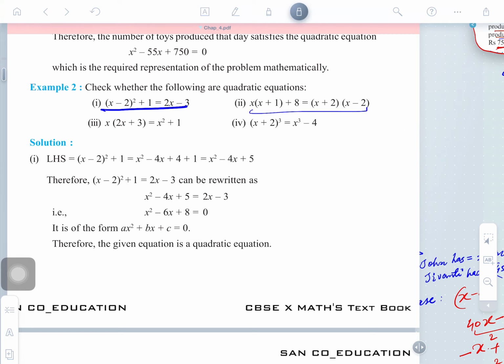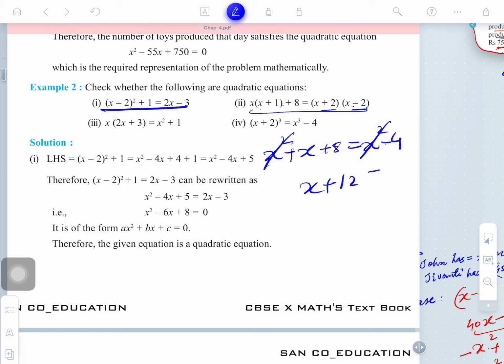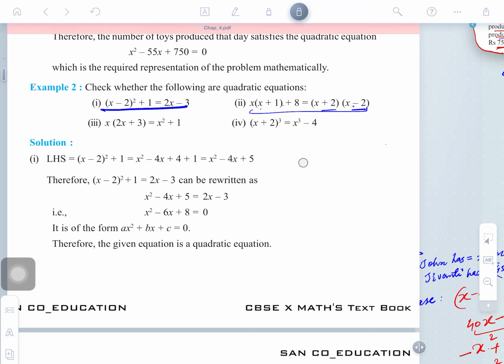So what is that? x square plus x plus 8 on the right side, x square minus 4, the a plus b, a minus b pattern, x square cancels. So it comes here, 8 plus 12 is equal to 0. Is this quadratic? No, but initially it was appearing like a quadratic. Clear? So the second is not a quadratic equation. This is not quadratic, this is quadratic. Is this quadratic? You solve this.